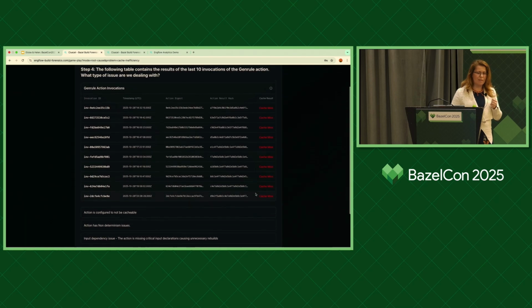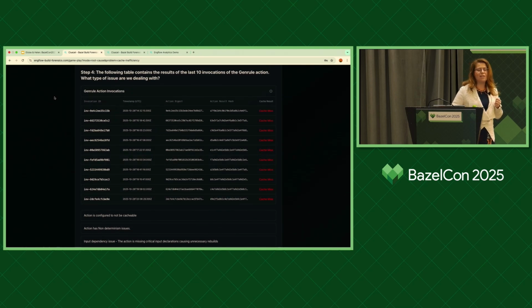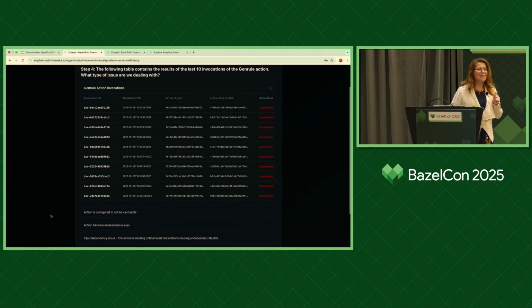And that takes us to a very interesting way to dig into what is actually the root cause for general. This is the data that you can see, the last 10 allocations, and what type of issues we are dealing with here. I'm very curious to see any kind of yell outs, if there's any ideas, which of these may be causing a problem here. Any suspects of these issues? Are we dealing with badly configured actions, non-determinism issues, input file dependency issues? Non-determinism, okay, and I've got that one hand here too.